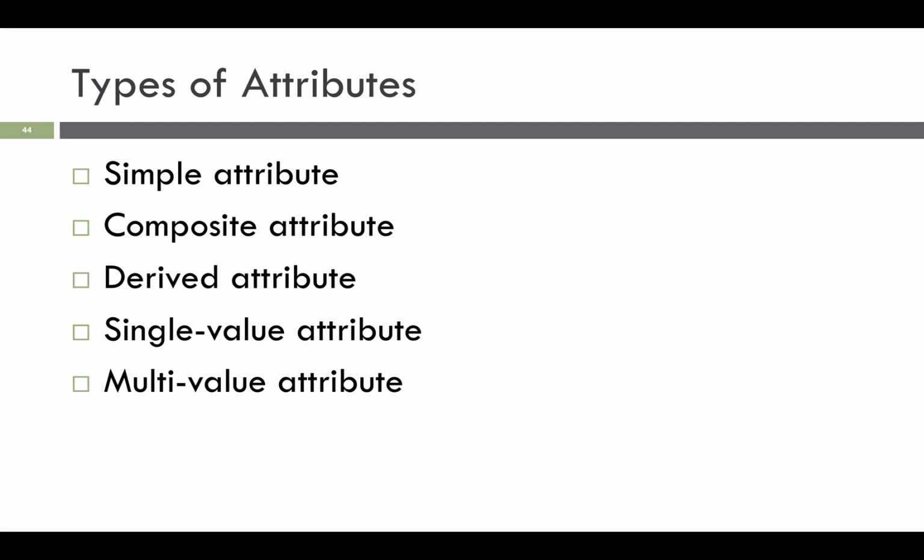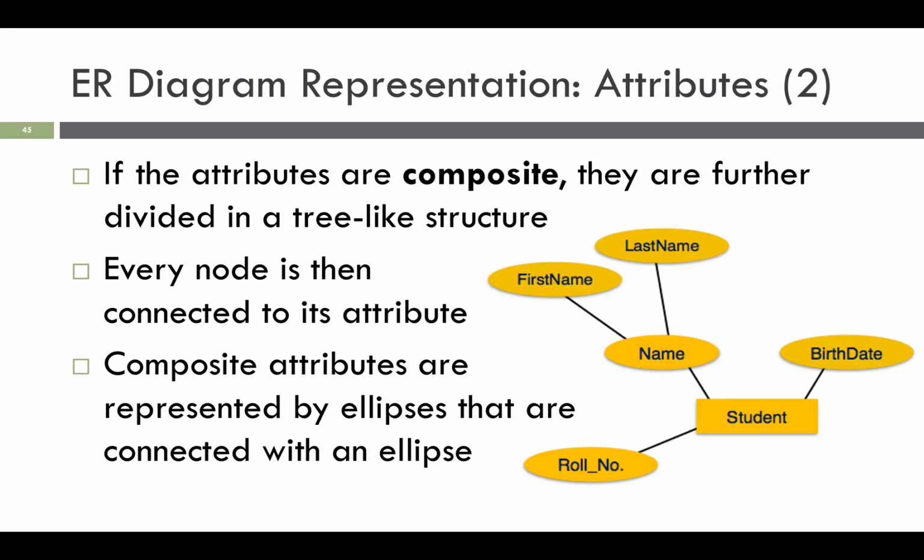There are several types of attributes, which are simple, composite, derived, single-valued, and multi-valued. Attributes are classified as simple or composite. A composite attribute is an attribute that can be further subdivided into additional attributes. For example, the attribute phone number can be subdivided into the area code and exchange number, and the name can be subdivided into last name and first name.